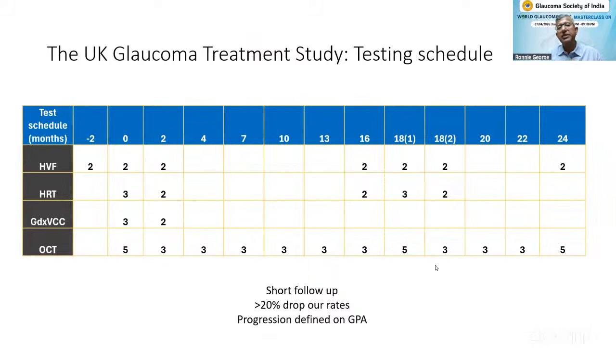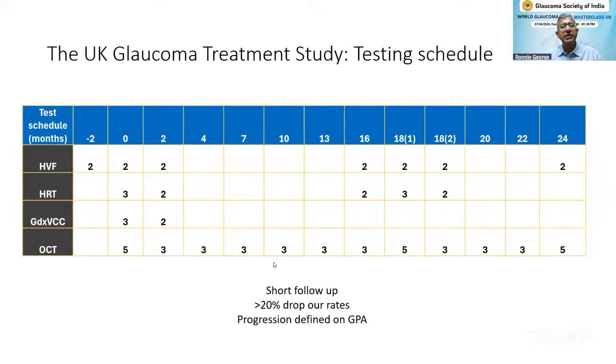The UK Glaucoma Treatment Study is actually a little different from the other studies. Most of the other studies used fixed testing. Every 6 months or every 1 year, they would test to see what happened for progression. But when we look at the UK Glaucoma Treatment Study, they did this a little bit more smartly.